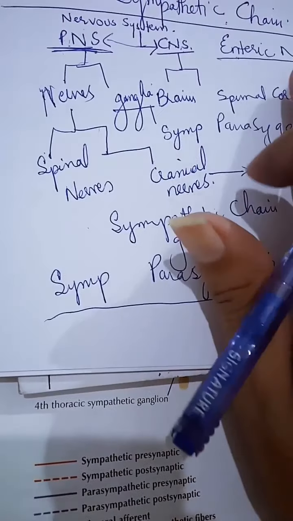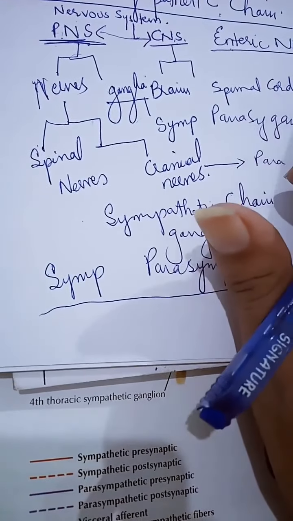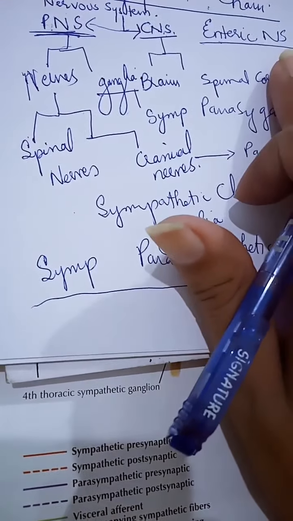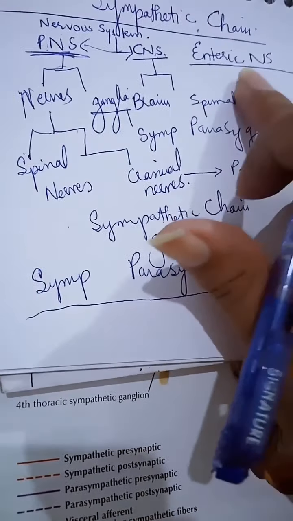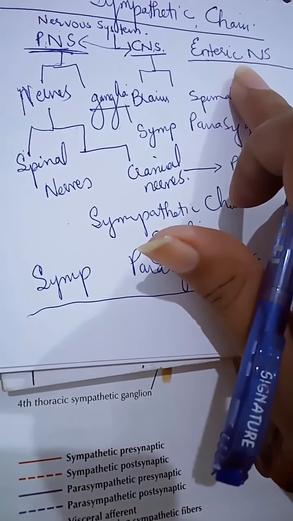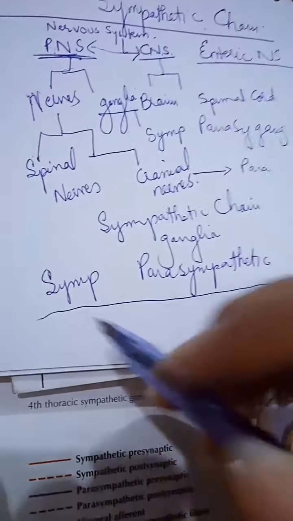Whereas the enteric nervous system is an entirely different story. Here you have the interplay of both sympathetic and parasympathetic activity. We are not going into detail, but you should know that in the enteric nervous system, sympathetic and parasympathetic activity both play their part.